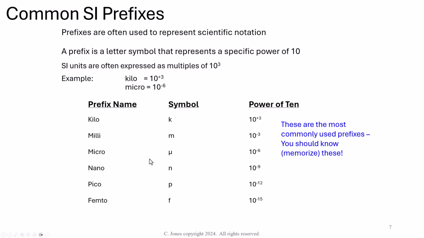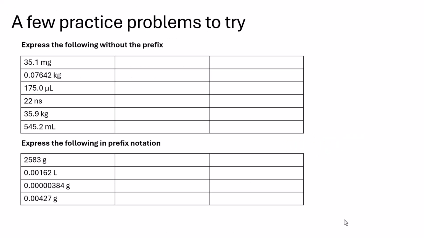Notice that micro is the Greek letter mu. It's a U with a little tail on it. But sometimes people just write U because they're lazy or they can't find the symbol conversion on their PC. Okay, but these are prefixes that you should commit this table to memory and be comfortable using it. So how do we get comfortable using this? All right. Express the following without the prefix.